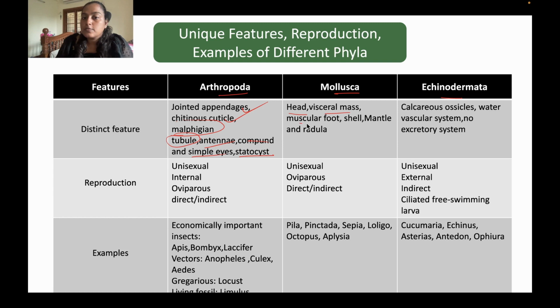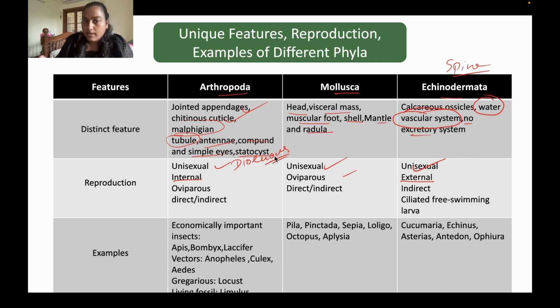Here you have the head, visceral mass, muscular foot, shell, mantle, and the radula. Of course, you remember the rabbit-like structure which I used to draw, and I'll tell you what radula is. Echinodermata, spiny skinned. Calcareous ossicles, water vascular system, very important. Water canal system in Porifera, water vascular system in Echinodermata, and no excretory system. Then this is internal, and this is external. That's why I told you Echinodermata and Hemichordata have external fertilization. Then all these are unisexuals, which is dioecious. What is dioecious, children?